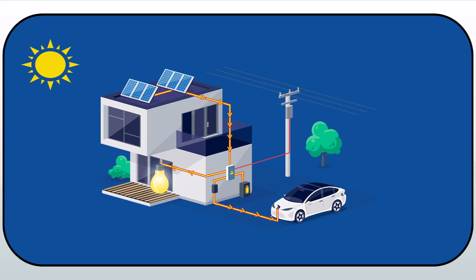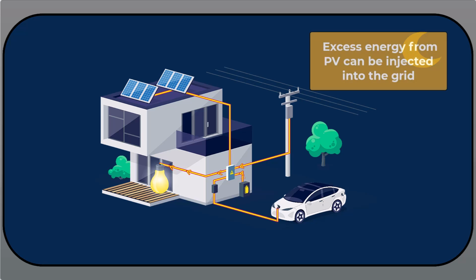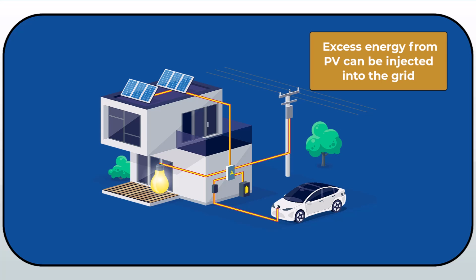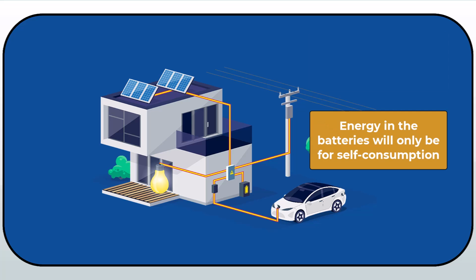The self-consumption strategy with storage has the objective of consuming its own PV-produced energy during the day and drawing a minimum of energy from the grid. Excess energy will be stored and will be consumed during the night. Excess energy from PV generators can also be injected into the grid. But in this strategy, the energy in the batteries will only be for self-consumption and will never be injected into the grid.